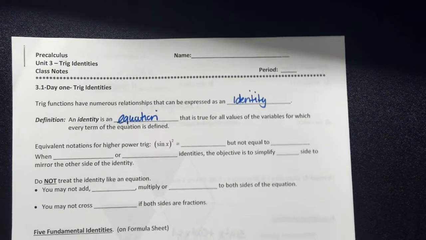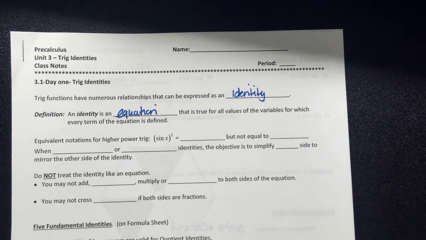Identities, you have to get out of your head. These are not equations that you're solving. So all those properties of equality, adding, subtracting, multiplying, dividing to both sides, are out the window. We're not solving anything. You're going to see an equal sign, but you're not solving it.